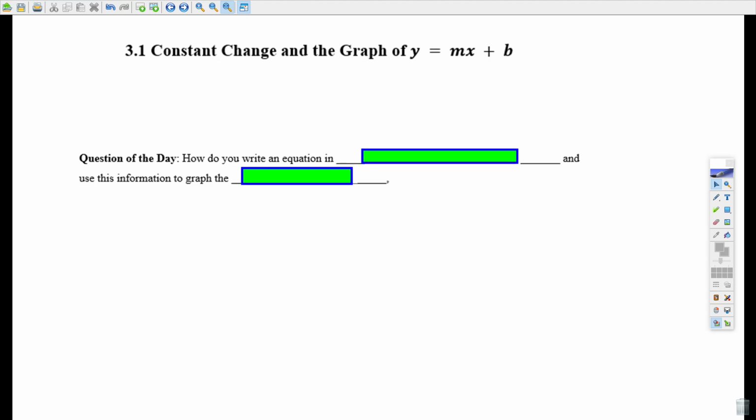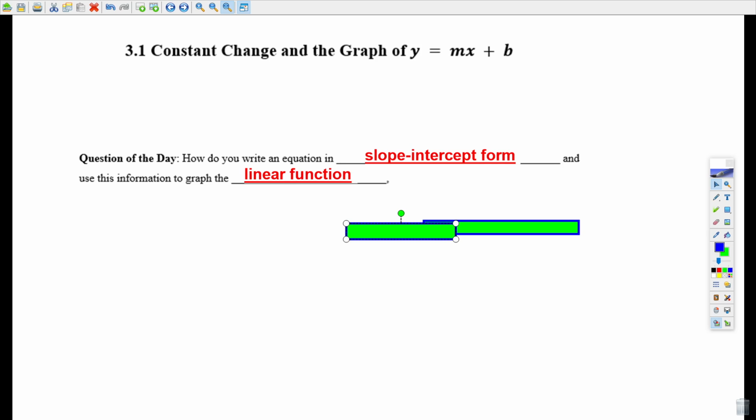Going to start the third chapter today, 3.1. Maybe this looks a little familiar to you. We're going to look at y equals mx plus b. So the question for today, how do you write an equation in slope-intercept form? And then we're going to use this information to graph the linear function. And hopefully you've heard both of those words before.